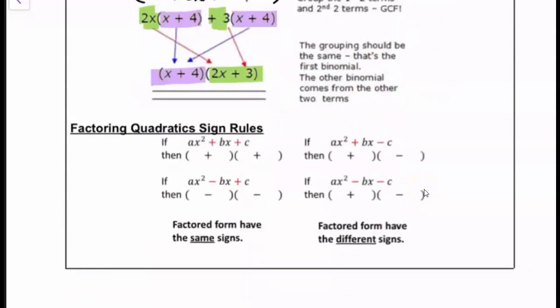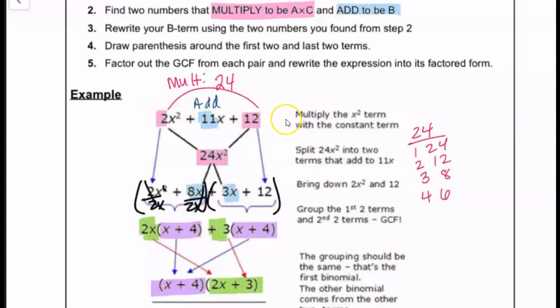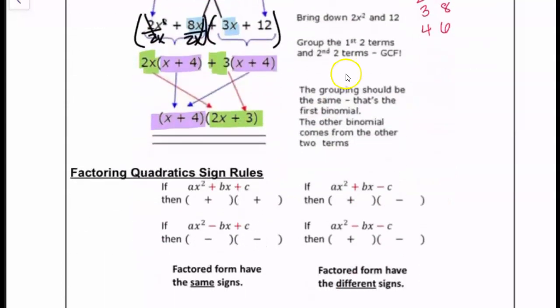If you struggle with sign rules, so knowing when it's adding, when it's subtracting, here's some general thing to help you out. If they have the same sign, then you need to have a plus, plus, minus, minus. Otherwise, if they're different signs, it's plus, minus, plus, minus. So you can use this to help you figure out what should go in here. So for example, our original problem is all pluses around. So that would be this case, all pluses. So my answer should have plus, plus, which it does.